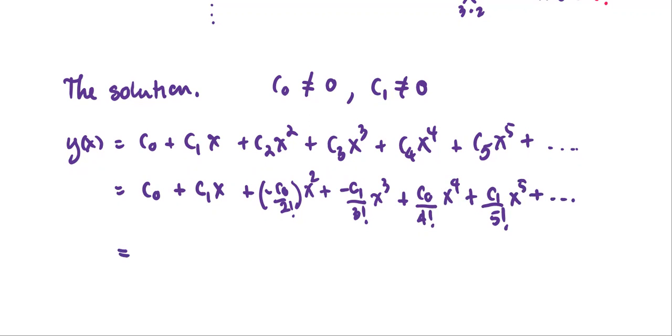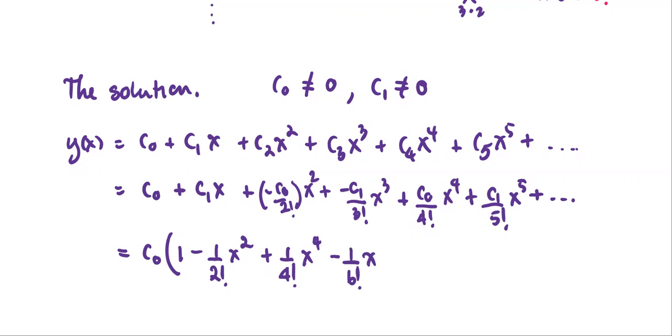Next, we're going to regroup by collecting the terms with the common factor C0. We get 1 minus 1 over 2 factorial x to the second plus 1 over 4 factorial x to the fourth. If you make a prediction for the next term, we would get negative 1 over 6 factorial x to the sixth, and so forth.